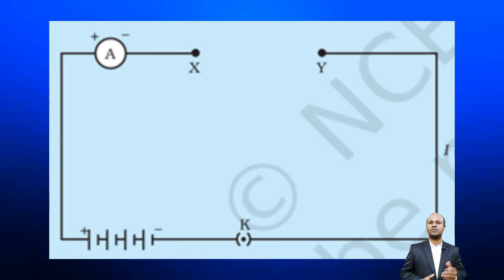Take out the key from the plug and replace the nichrome wire with a torch bulb in the circuit. Plug the key and complete the circuit. Find the current through it by measuring the reading of the ammeter. Now replace the torch bulb with a 10 watts bulb in the circuit. Plug the key and complete the circuit and note down the ammeter reading.